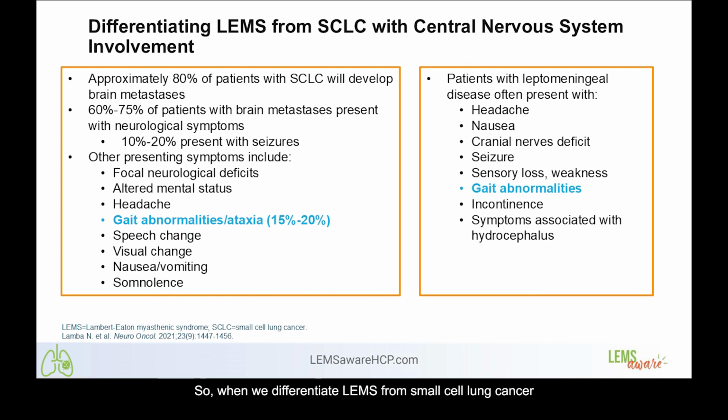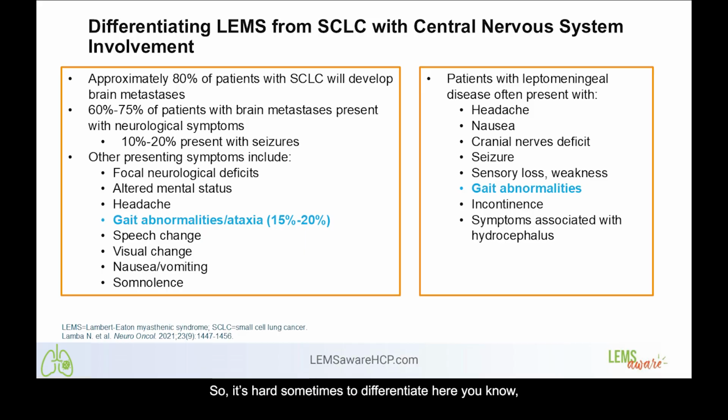So when we differentiate LEMS from small cell lung cancer with CNS involvement, this is something that also came up in our conversation, Elizabeth. Approximately 80% of patients with small cell lung cancer will unfortunately develop brain metastases. And about 60 to 75% of patients with brain metastases present with neurologic symptoms. Even 10% might have seizures.